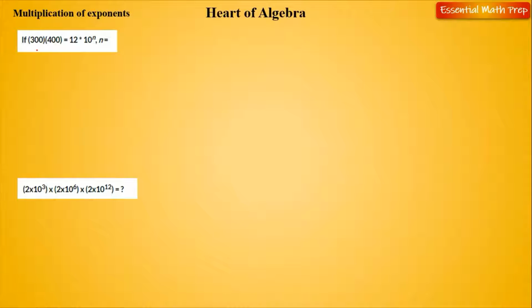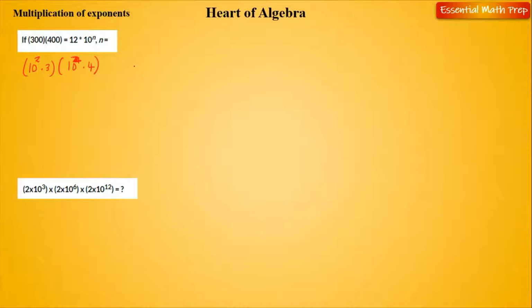If you have 300 times 400 equals 12 times 10 power n, what's the value of n? What you really have to do is convert the 300 and 400 into exponents of 10, something that involves a base 10 exponent. So how do we do that? We can do 10 squared, right? That will give us 100 times 3 for 300. Similarly, actually you can do 10 squared times 4. That's what I meant to say, for 400, right?